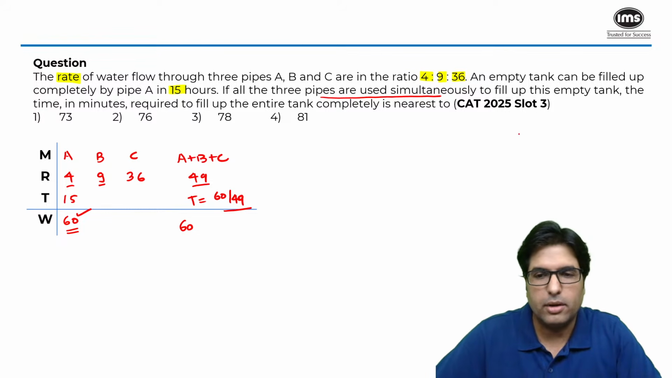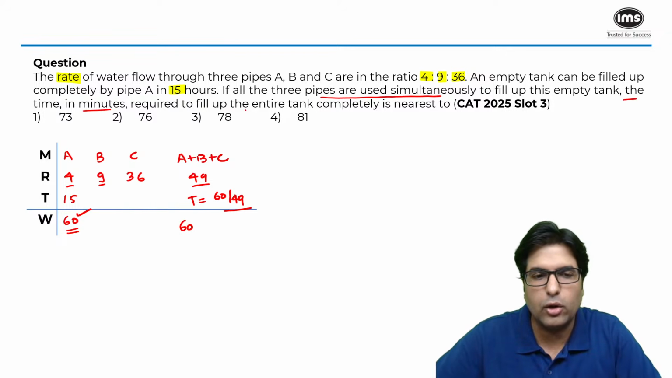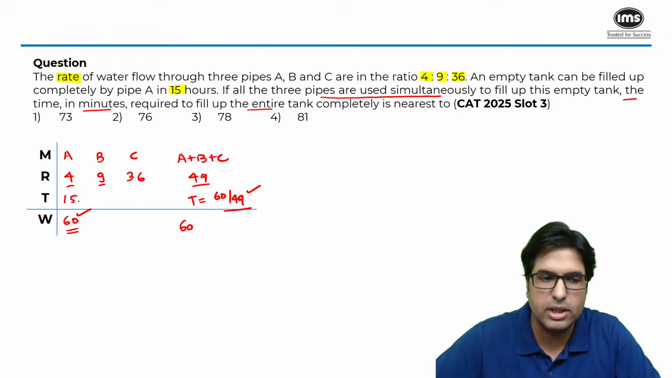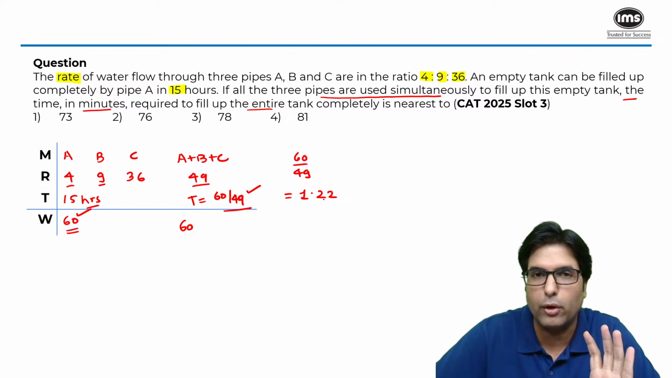Why? Because the question is saying the time in minutes required to fill up the entire tank. Whatever we have calculated is in hours. How do we know this? This was 15 hours. So this answer is correct, 60 by 49 hours. So if we simplify it and calculate the decimal part, 49 ones are 49, remainder will be 11, 49 twos are 98, 12, 49 twos are 98, approximately 1.22 hours.